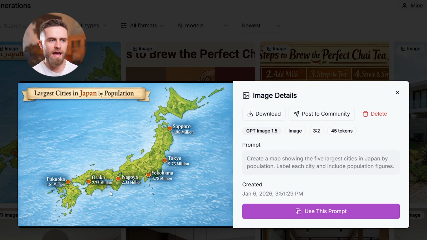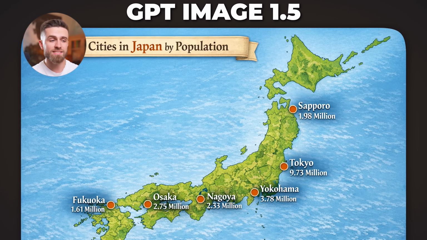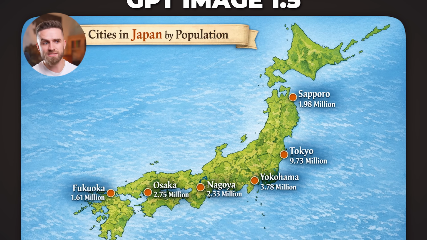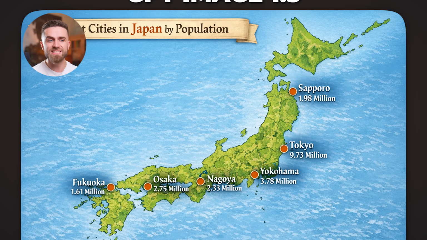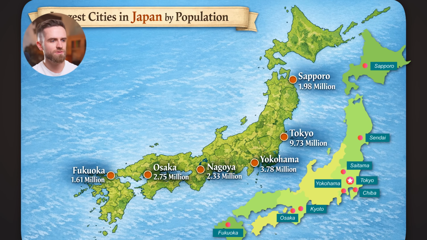GPT generated a map in a cool vintage style. It looks great at first glance, but let's check the details. First off, it gave me 6 cities instead of the 5 I actually asked for. And if you look closely at the map itself, I can see that several cities are clearly not in the right places. It looks nice, but the accuracy just isn't there.